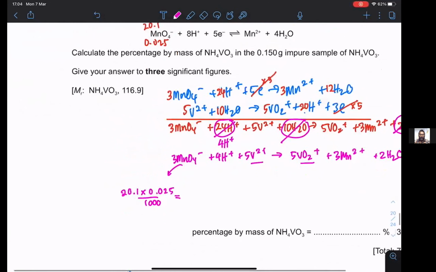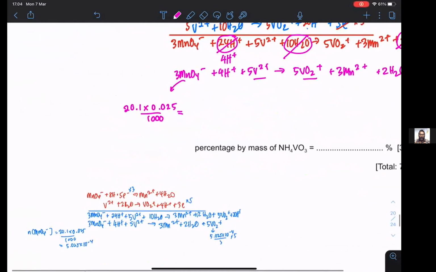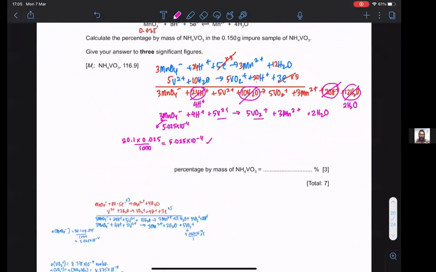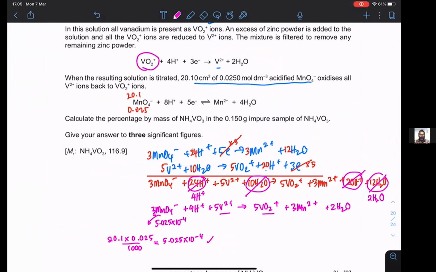Okay, if you calculate that, you are going to get 5.025 times 10 negative 4. That is going to be the number of moles. Do remember this 5.025 times 10 negative 4 is for 3 moles. So now I need to work my way up to calculate this. This is going to be 5 moles, this is 3 moles. So what I can do is 5.025 times 10 negative 4 divided by 3 times by 5. That is going to give me the number of moles of this.